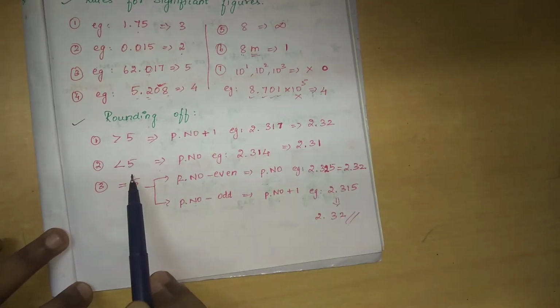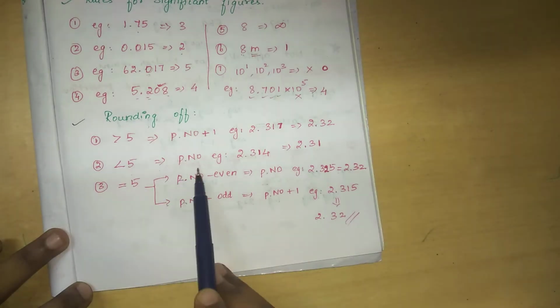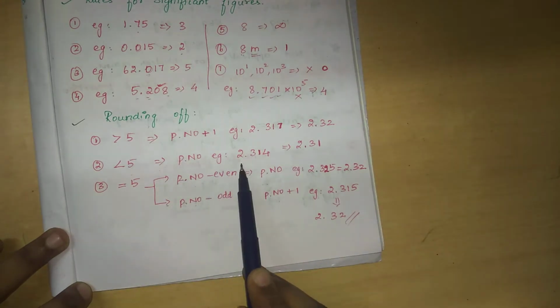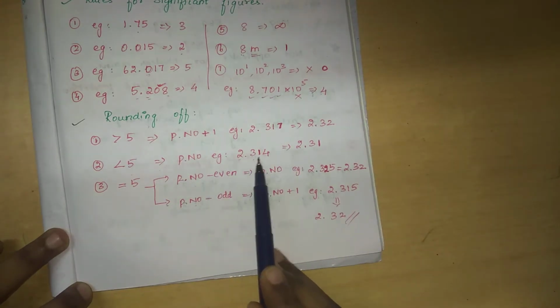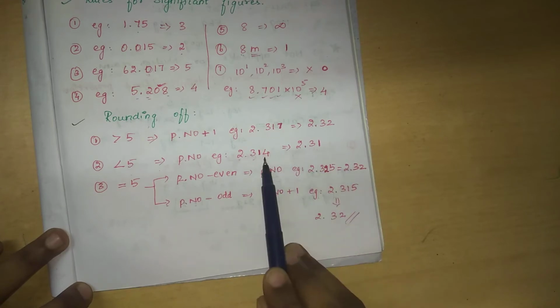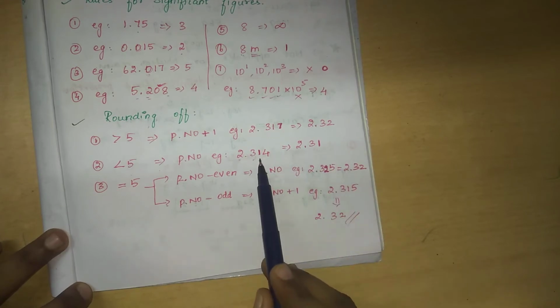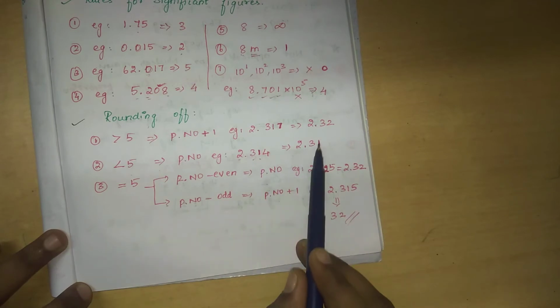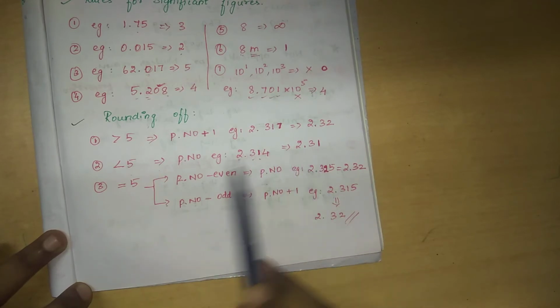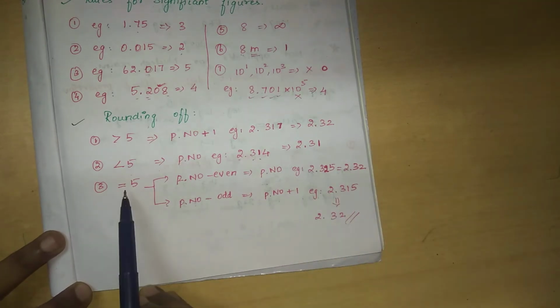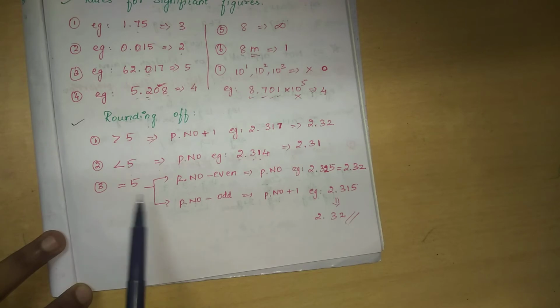If the last number is less than 5, the preceding number should be left as it is. For example, 2.314: it is less than 5, so the preceding number should be unchanged. Here the preceding number is 1, so the result should also contain 1 and it should not be added with 1. If the last number is equal to 5, there are 2 cases.